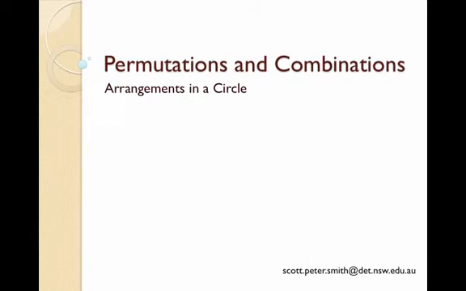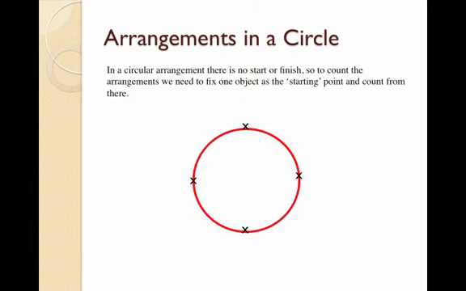In this video, we look at permutation questions where the arrangements are done in a circle. In circular arrangements, there's no start and finish, so to count the arrangements, we need to fix one of the objects as the starting point and count from there.